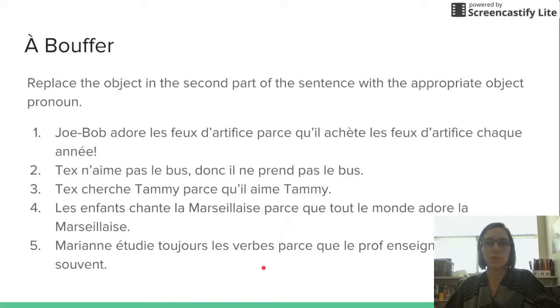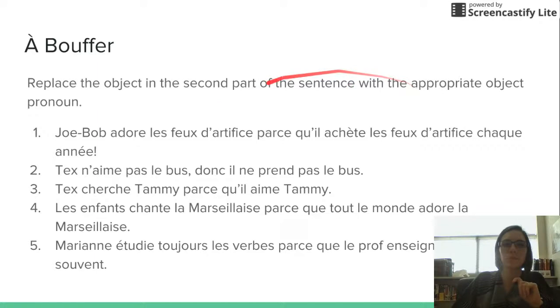And here is your assignment. Make sure you write these down, the entire sentence in your notes, and bring them into class tomorrow. All you've got to do is replace the object in the second part of the sentence with the appropriate object pronoun. So here we have Jobab adore les feux d'artifice parce qu'il achète les feux d'artifice chaque année. We have les feux d'artifice, that's our object in the first half of the sentence, and it's actually repeated here in the second half of the sentence. So all you need to do is follow the steps to replace les feux d'artifice in the second half of the sentence, and that cleans up your sentence.